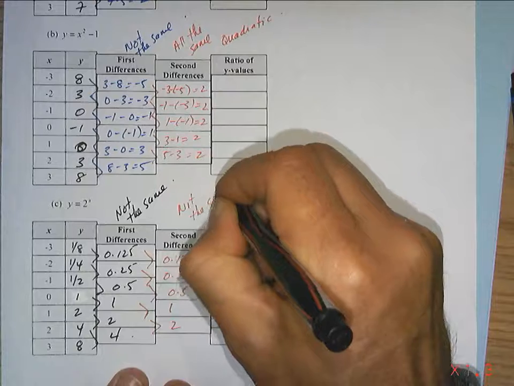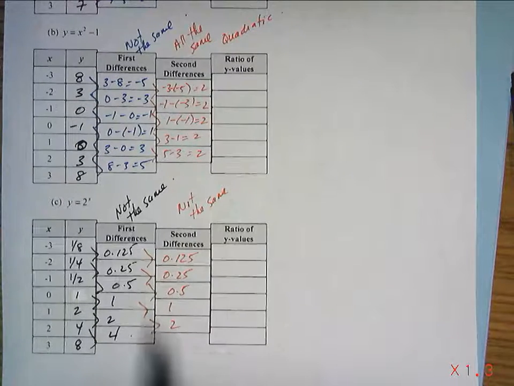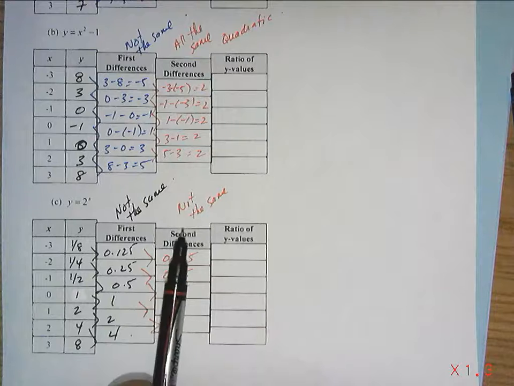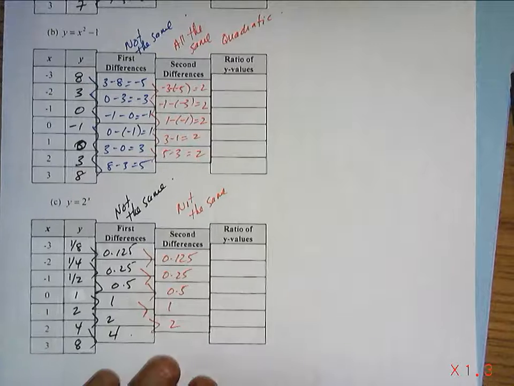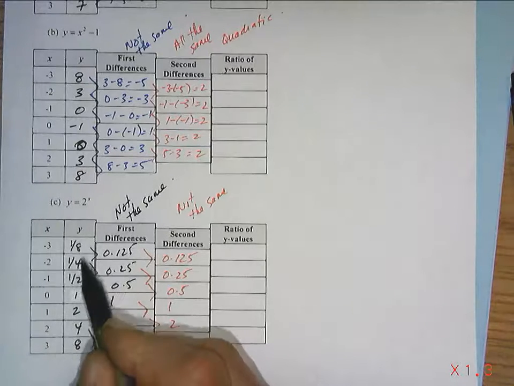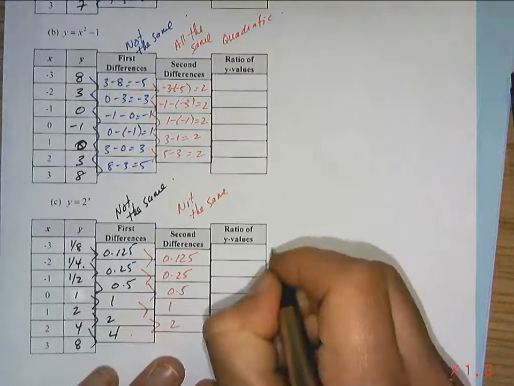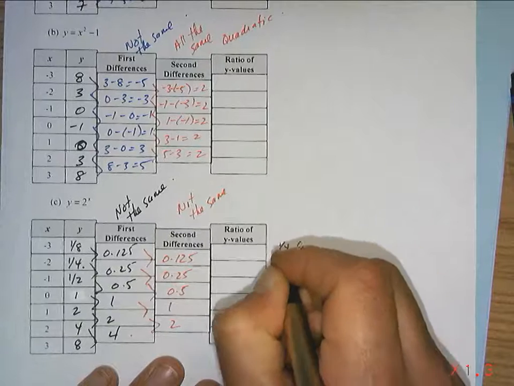Now, it would make sense to try to do the third differences, but that's not what we do. Once we know that the first finite differences are not the same, once we know that the second finite differences are not the same, we stop doing finite differences. And what we look for is a ratio of the y values. So we want to know the ratio of this one divided by that one. So in other words, you want the ratio of 1/4 divided by 1/8.